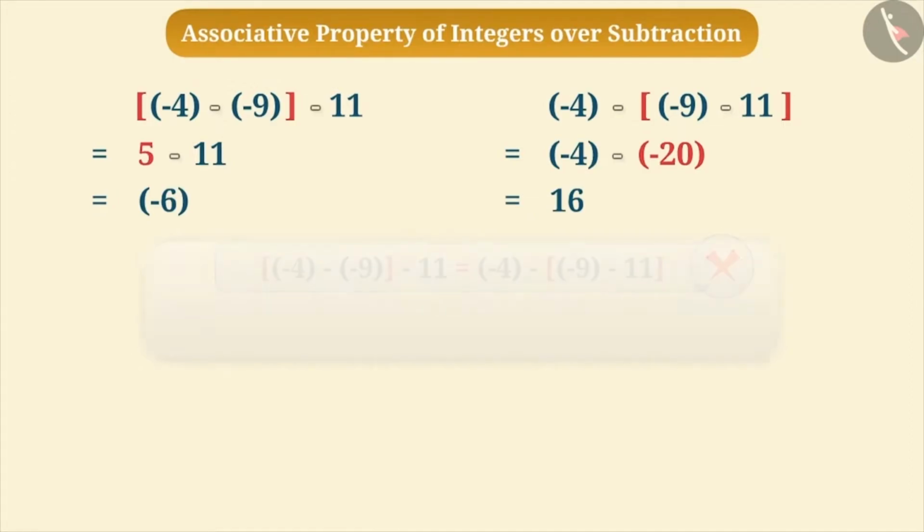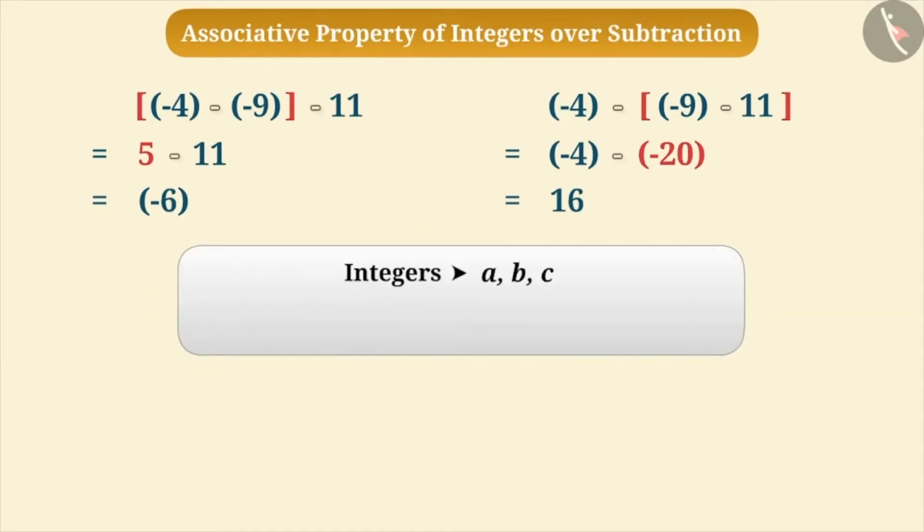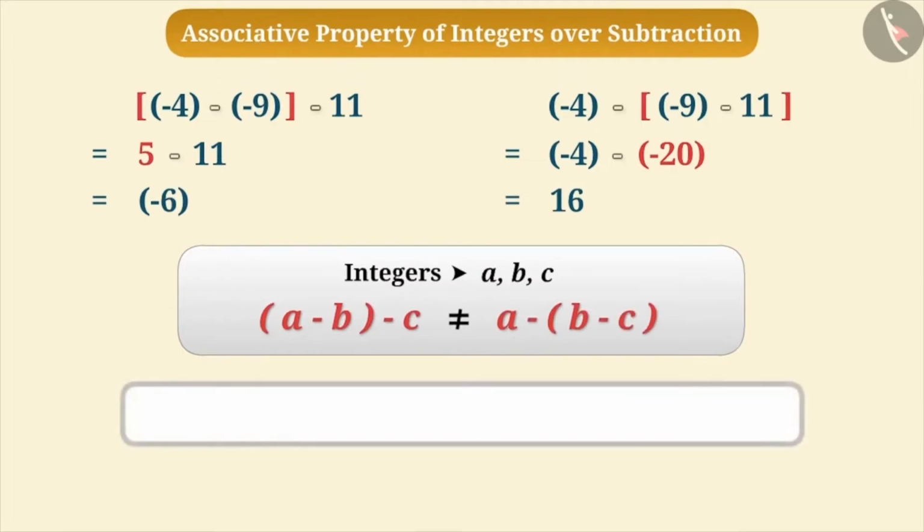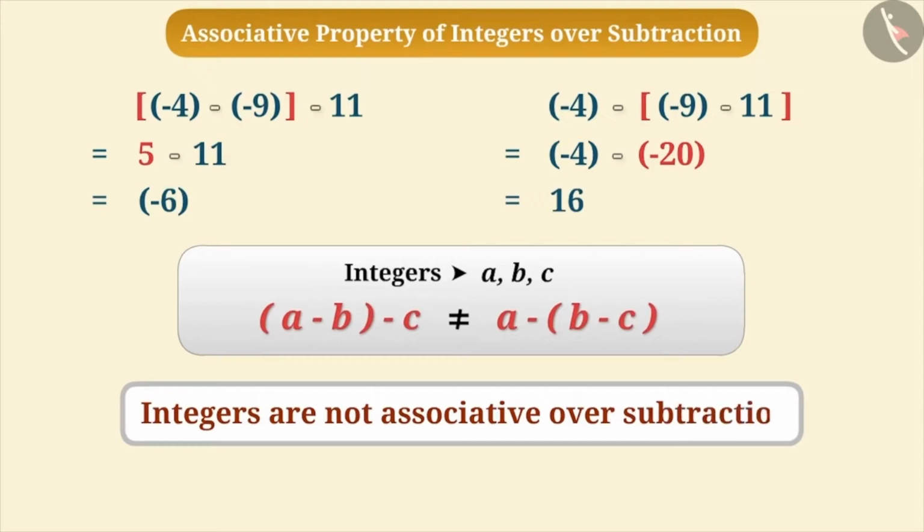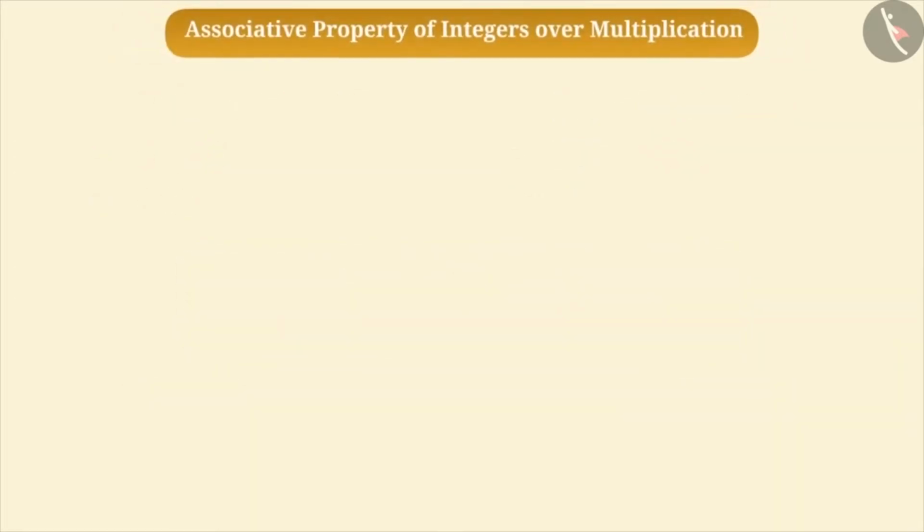In general, for any 3 integers a, b, c, (a - b) - c is not equal to a - (b - c). Therefore, we can say that integers are not associative over subtraction. Now we will discuss the multiplication of integers, and we will find out whether integers are associative over multiplication.